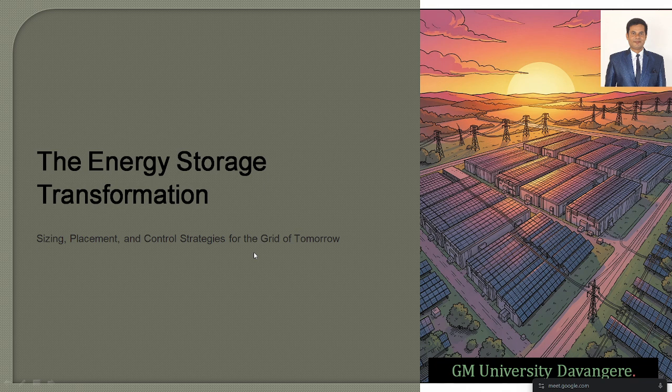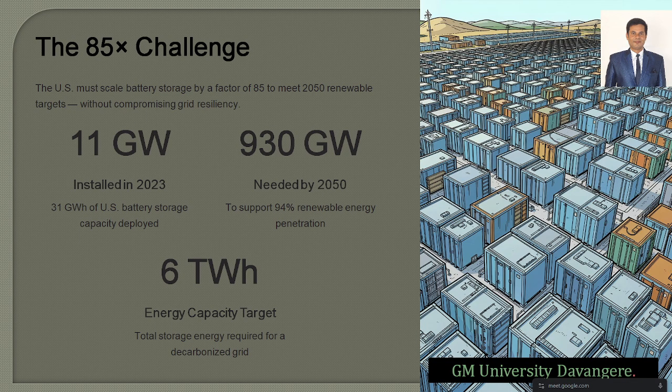And also you have to use different types of control strategies for the energy storage transformations, right? So you can see there are various challenges. Installed capacity in 2023 is around 11 gigawatt. So 11 gigawatt has been installed in 2023, right? And 31 gigawatt hour of battery storage capacity has been deployed in the year.